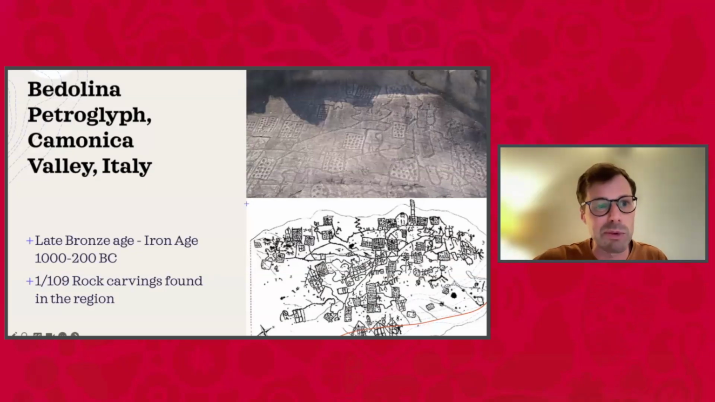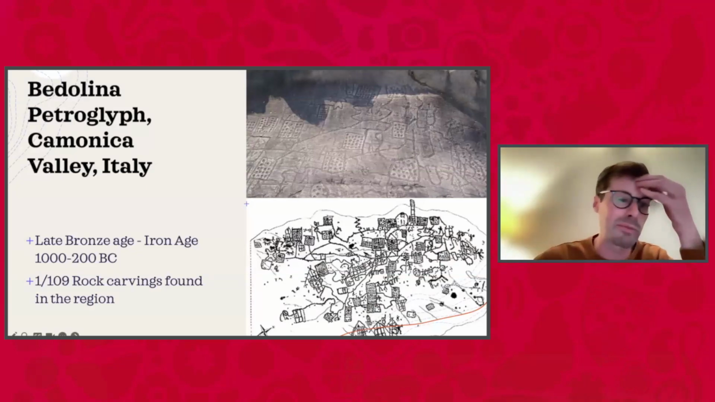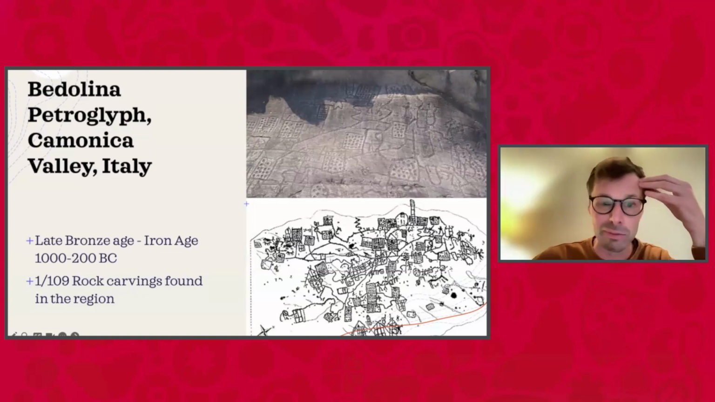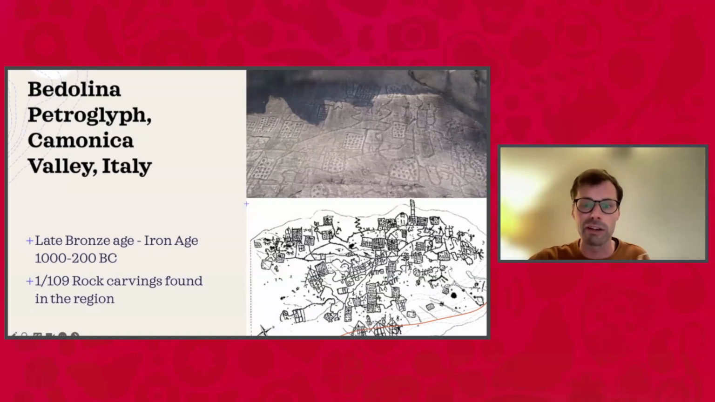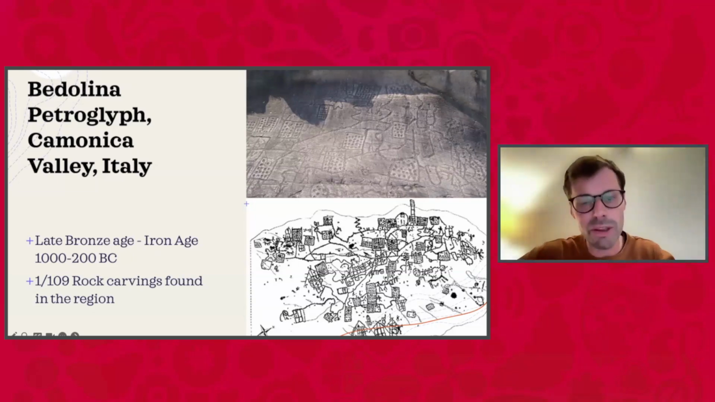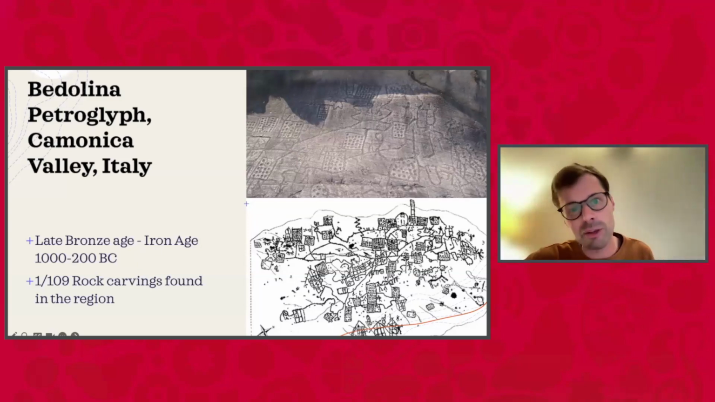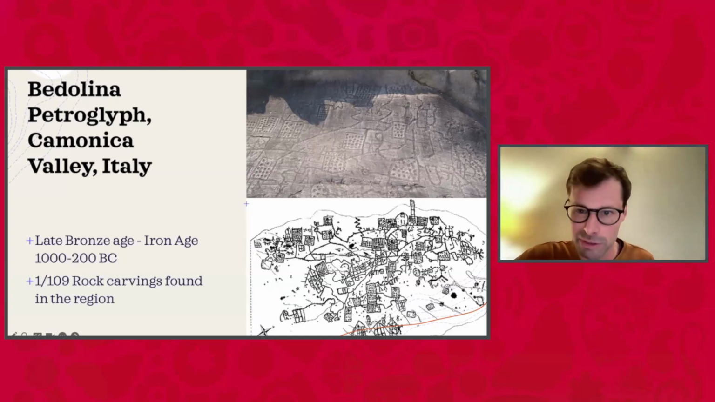A very famous example is the Bedolina petroglyph in northern Italy. There's a site here with 109 rock carvings. It's quite an impressive site, all along the side of this valley. And this rock carving, as you can see, looks a bit more like the kind of images that come to mind when we think about maps. The carving's on the top right, and then there's the etching below. We might get the sense that what we're seeing here is a series of settlements, some roads, maybe some farming plots, some sites of significance.